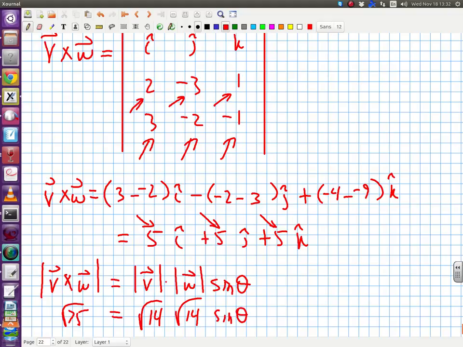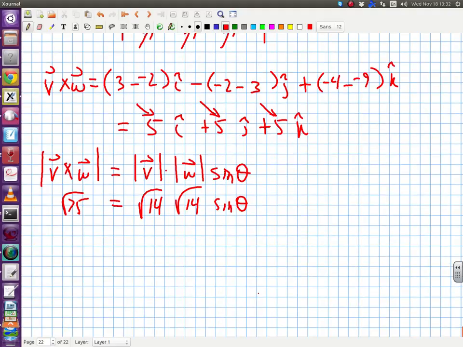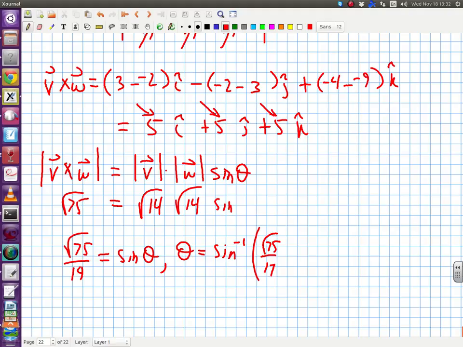Sine of theta. So how do you get theta? Well, get rid of the rad 14s. By the way, rad 14 times rad 14 is just 14. So divide by 14. Rad 75 over 14 is the sine of theta. So theta is the inverse sine, or the second sine on your calculator, or the arc sine of rad 75 over 14. So theta is approximately, well, let's use the calculator. So instead of inverse cosine, it's inverse sine, and it's rad 75 over 14.